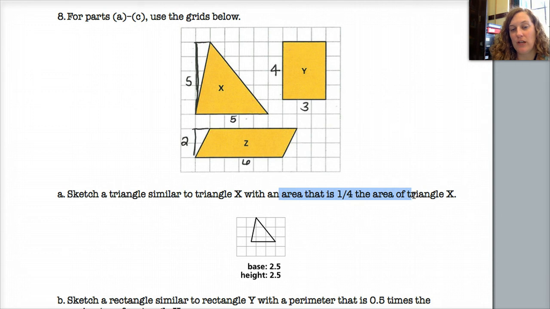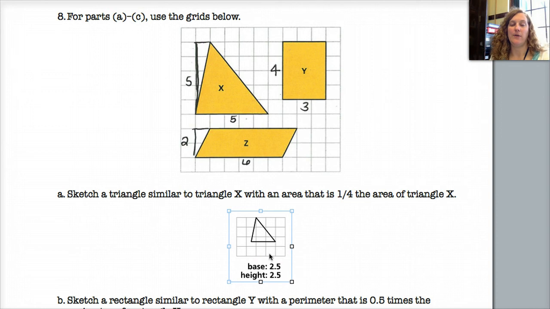And that's what you use here. In order to have an area that's 1/4, the scale factor is 1/2. So if I originally had a 5 by 5 triangle, I now have a 2.5 by 2.5 triangle. And that's how you can figure that one out.